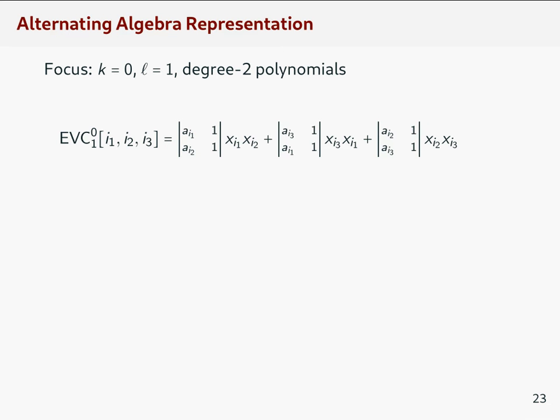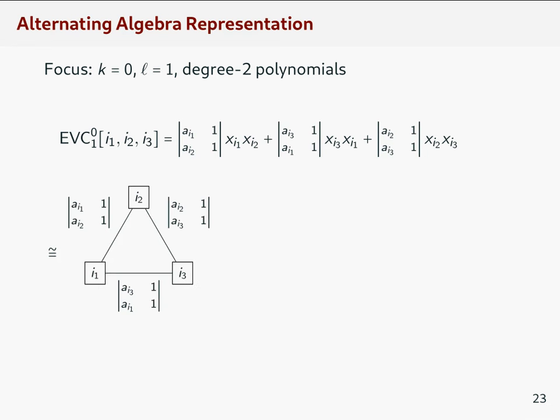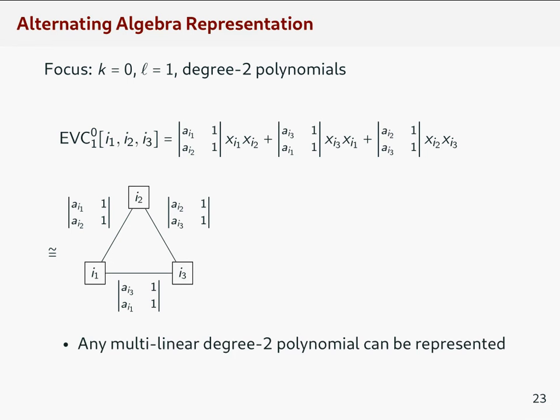So we're going to take the step of representing it graphically. We're going to make a graph where every variable gets a vertex, and between any pair of vertices, we're going to have an edge representing the monomial that's the product of those variables. And then for every coefficient of a monomial, we'll just put that on the corresponding edge as a weight. So that gives us this picture for EVC. And something that's worth pointing out is that any multilinear degree 2 polynomial can be represented in this way. All we're doing is taking the coefficients and normalizing them.